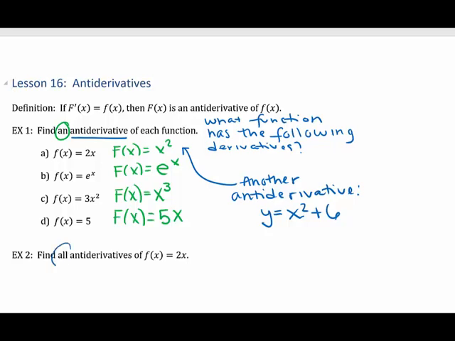So if we're asked to find all antiderivatives, which is typically going to be the case, we are going to indicate that by saying, well, our antiderivative is x squared, and then we're going to tack on a plus c to indicate that we could add any constant, and we would still get the exact same derivative.